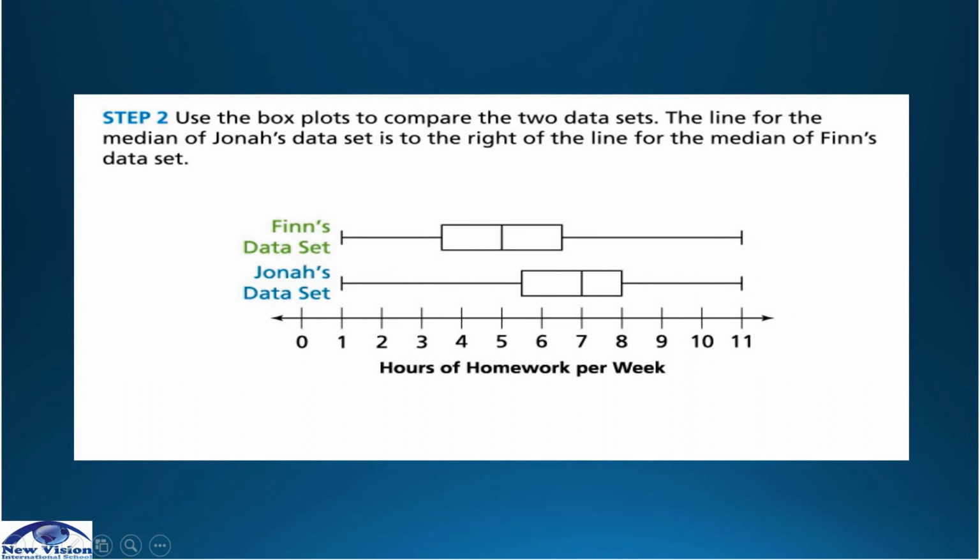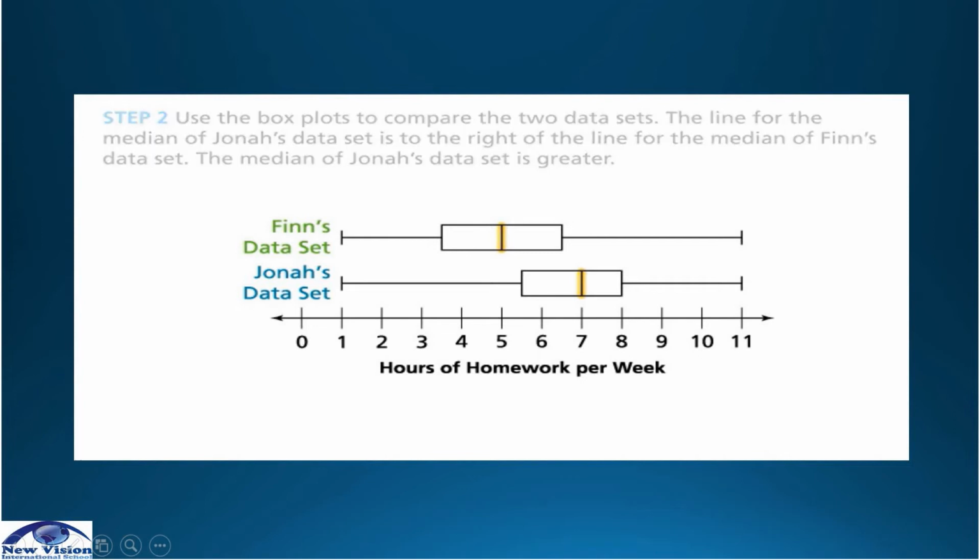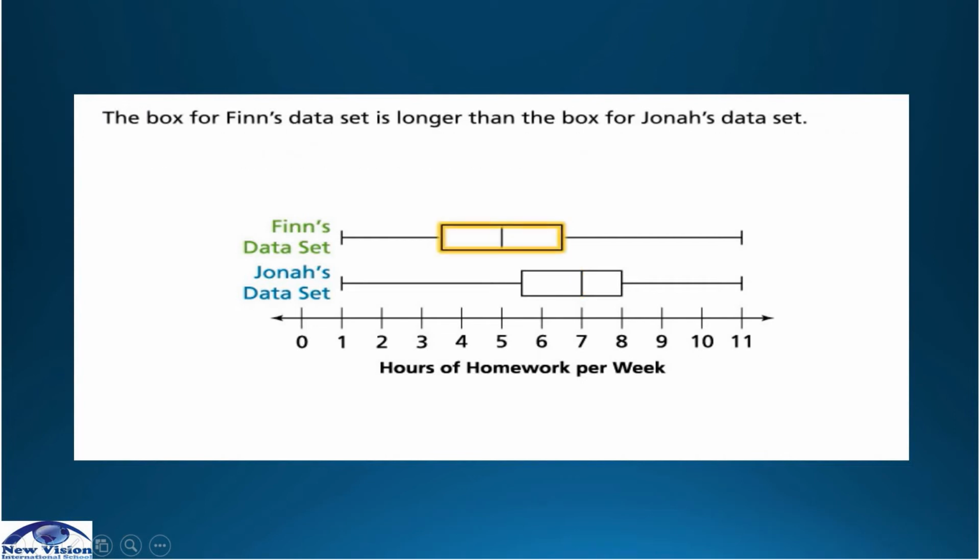The next step is to compare the two data sets. The line for the median of Jonah's data set is to the right of the line for the median of Finn's data set. So Finn can say that the median of Jonah's data set is greater. The box for Finn's data set is longer than the box for Jonah's data set. So Finn can say that his data is more spread out or has greater variability.